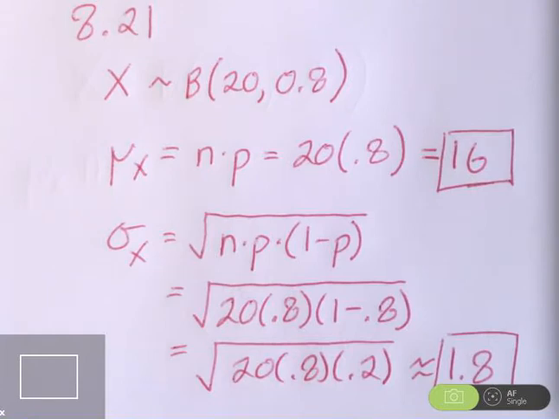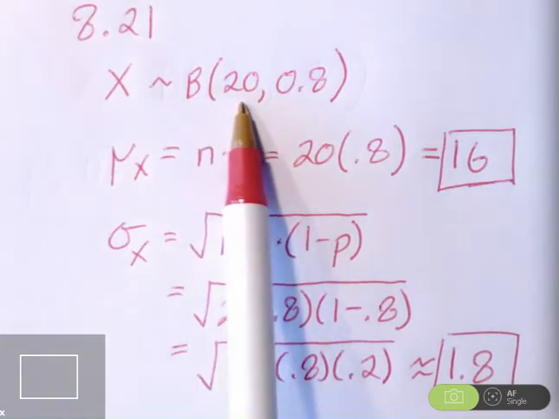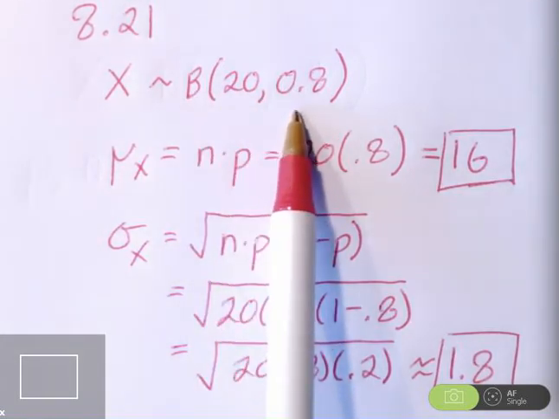It's my solution to question 8.21. Well guys, I assume you recognize this question. This involves our 20 athletes with an 80% graduation rate. So this value x, this count x, is distributed binomially, 20 trials, success probability of 0.8.